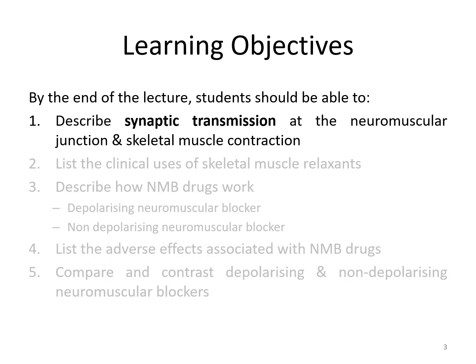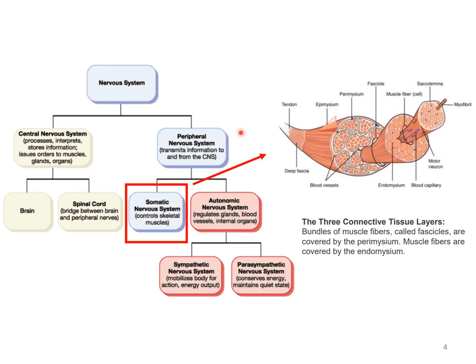So first, we are going to look at the first learning objective, which is to describe synaptic transmission at the neuromuscular junction and skeletal muscle contraction. We know that the peripheral nervous system is further divided into somatic and autonomic nervous systems. So in this lecture, we are going to focus on the somatic nervous system. If you still remember, the somatic nervous system consists of the motor division, or efferent neurons, and the sensory division, or sometimes we call it afferent neurons. The somatic nervous system is responsible for controlling skeletal muscle tissue, or in other words, it is responsible for voluntary movement.